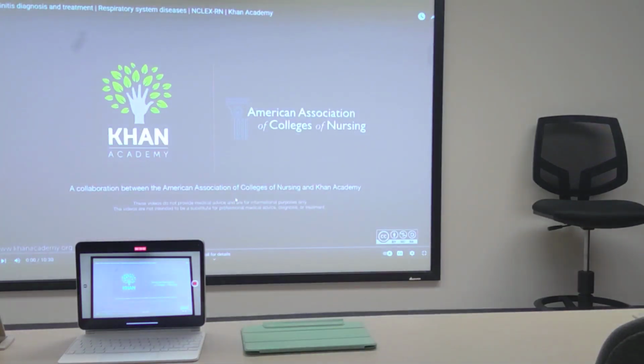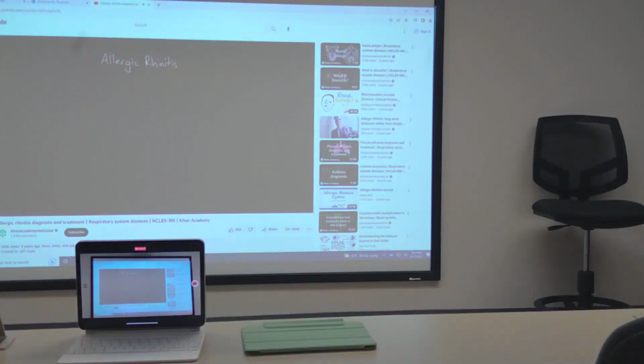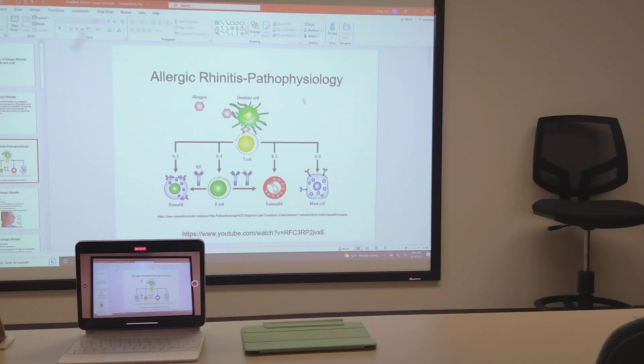So how does somebody get diagnosed with allergic rhinitis? All right, so this basically tells us how allergic rhinitis occurs, with a basic pathophysiology in humans.